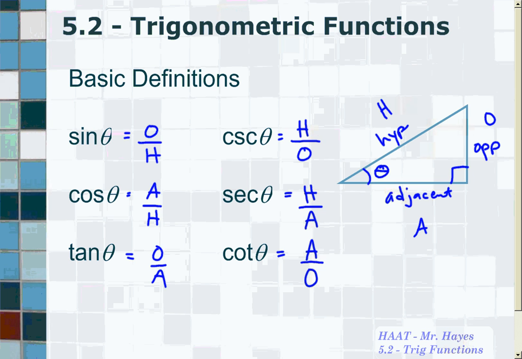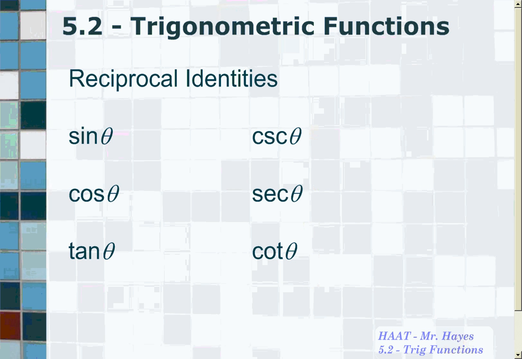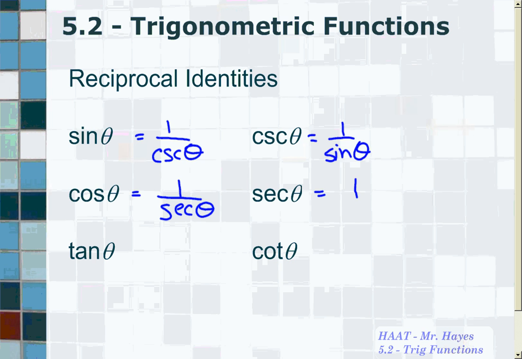And in fact, after the basic definitions, that is what's going to come into the reciprocal identities. Since they're reciprocals, sine is the same thing as 1 over the cosecant of theta. Cosecant of theta is also going to equal 1 over the sine of theta. So you have one, and you can always write it as the reciprocal of the other. Cosine is 1 over secant. Secant is also equal to 1 over cosine. The reciprocal of tangent turns out to be cotangent of theta, and cotangent theta is going to equal 1 over tangent theta.